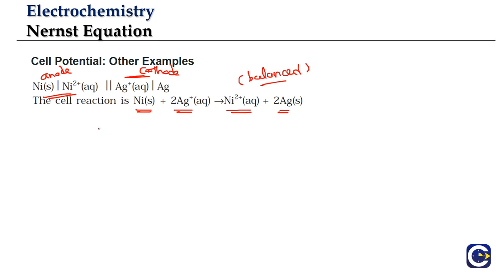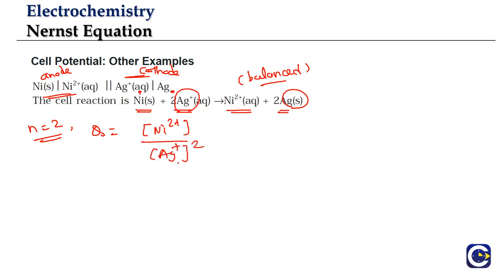So for this reaction, the number of electrons exchanged, of course, will be 2, and the Q value will be product concentration divided by reactant concentration. So we have nickel 2 plus ions, and silver is solid, so its active mass will be 1, divided by reactants. Nickel is solid, we will not consider it, the active mass will be 1, but for Ag plus the factor is 2, so we'll have Ag plus concentration to the power 2. So this will be the reaction quotient value.